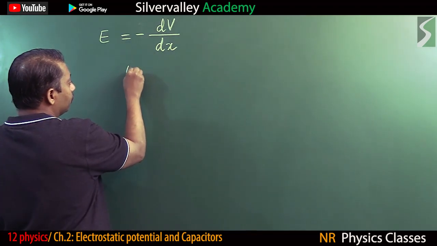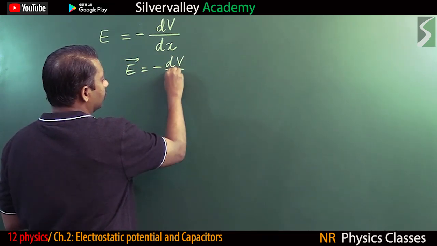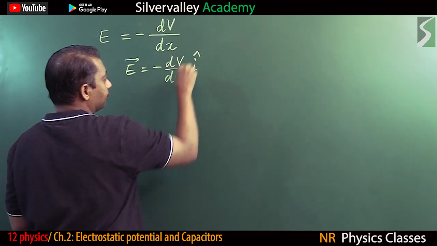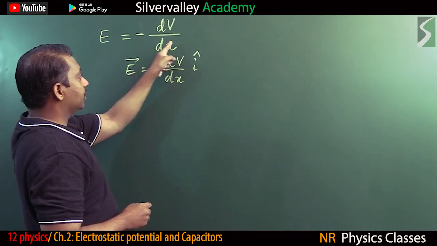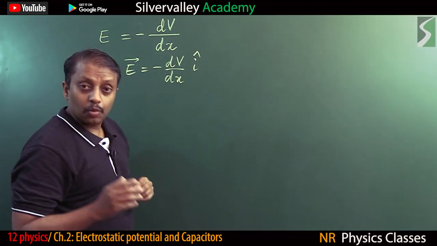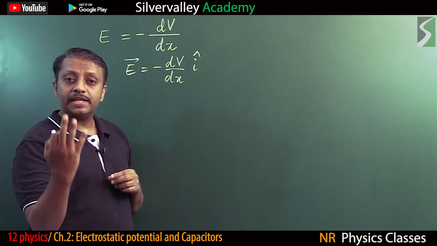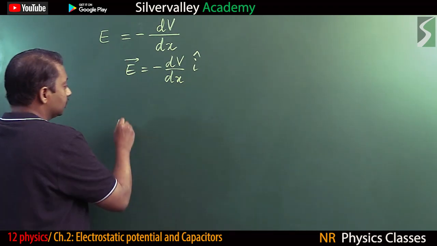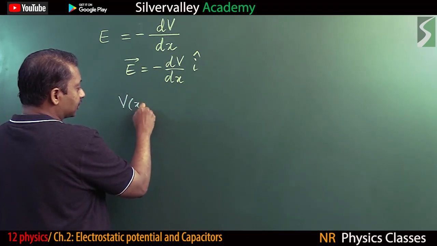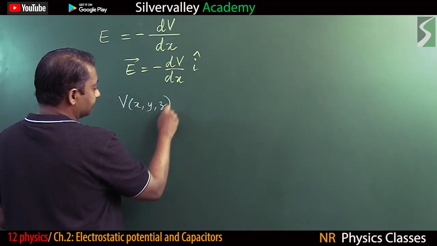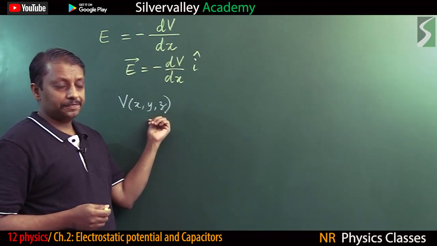In vector form, E equal to minus dV by dx into i cap. So when we consider only magnitude, we tend to write like this. Okay. Now, what if the potential depends on three axes? Suppose potential as a function of x comma y comma z. Okay. For multiple choice questions, this is required.